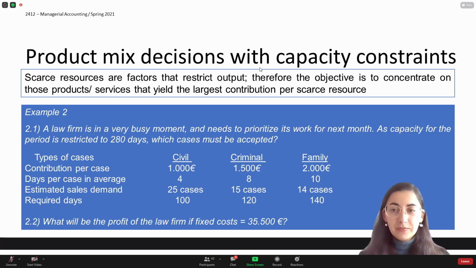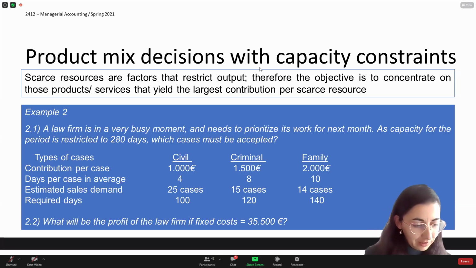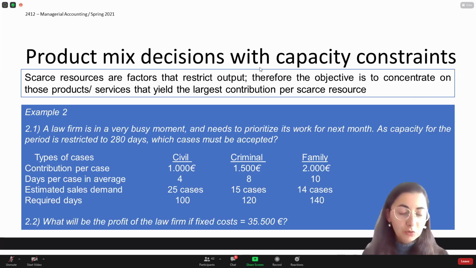So I would fill up the 280 days with first civil cases, then I would go with family, and the rest will go with criminal. Exactly, and that is also what Margarida wrote there in the chat. And Frederick also, civil plus family, and the remaining to criminal.